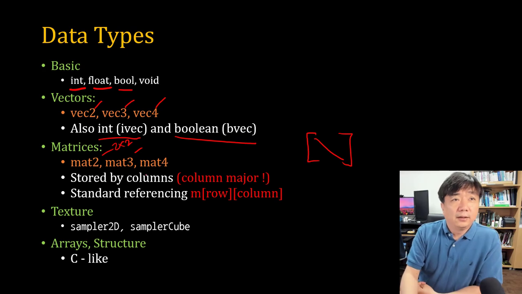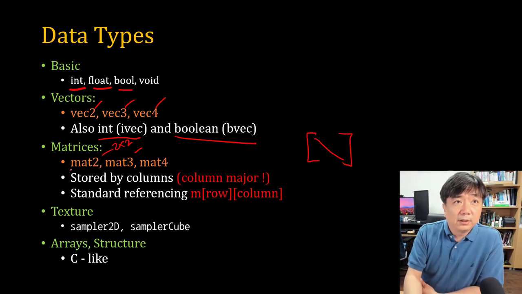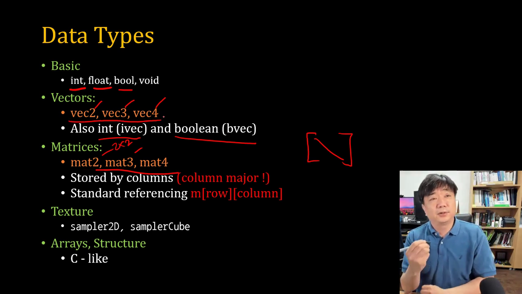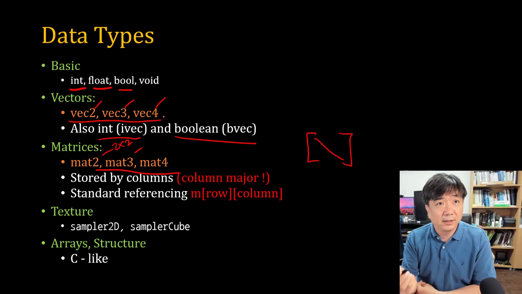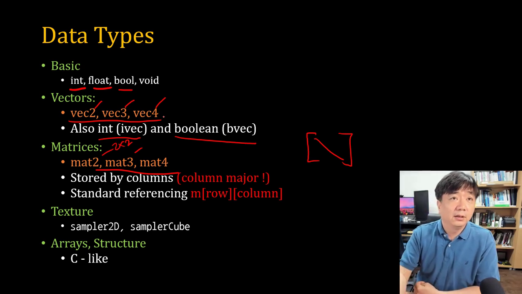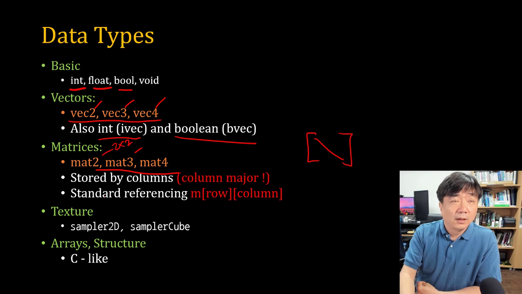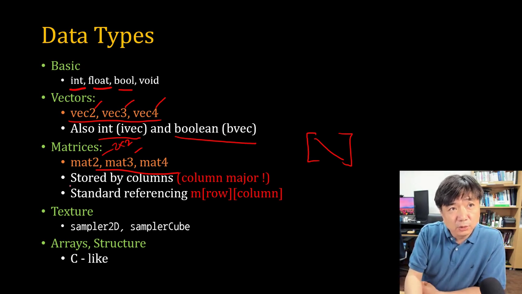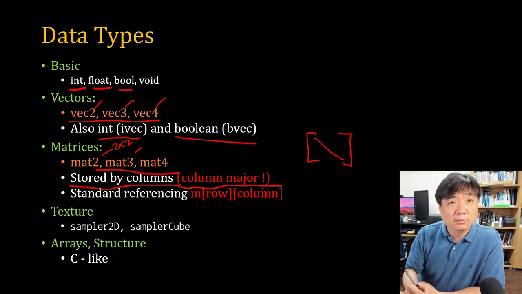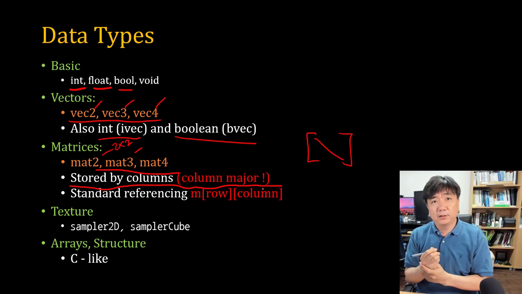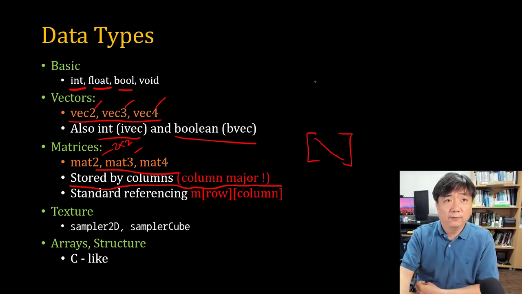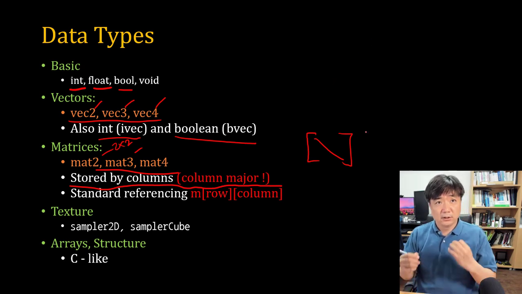So you should understand that matrix and vector are basic data types, so they can be used as return parameters. And you should know that they are stored by columns, column major. Column major means if we define a matrix, then it should be ordered with the column first.